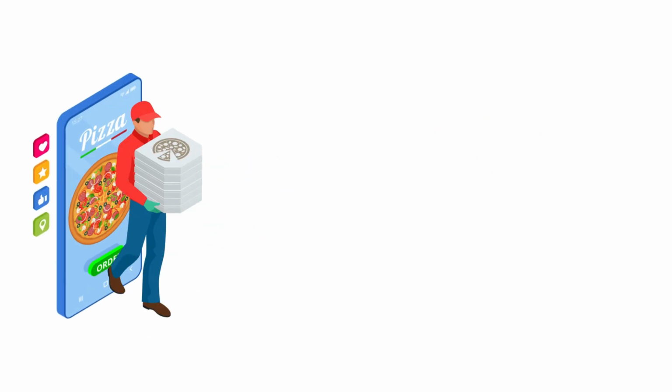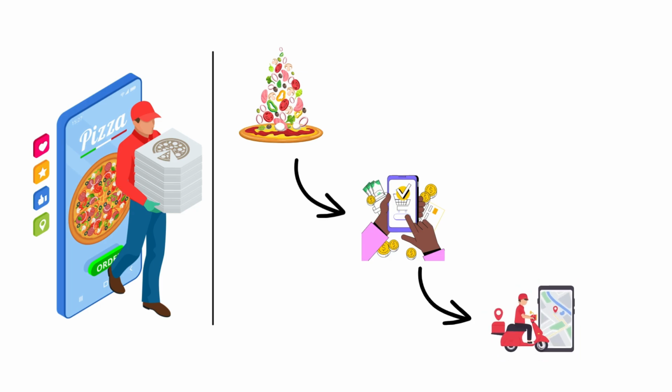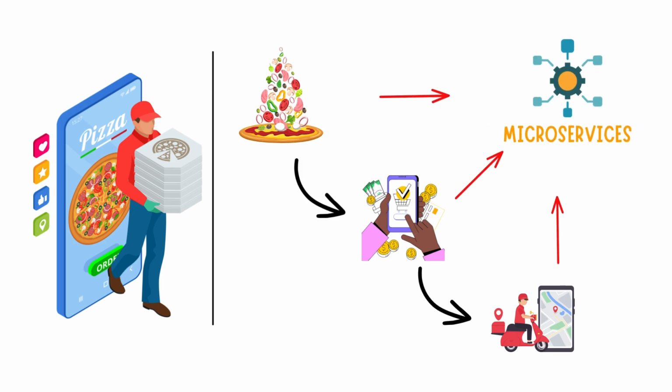Have you ever ordered pizza online? Imagine this. You pick your toppings, make the payment, and track the delivery. All these tasks are handled by the app. But here's the cool part. These tasks are managed by separate services working together behind the scenes. This is the idea of microservices, and today we will talk about it in simple terms.